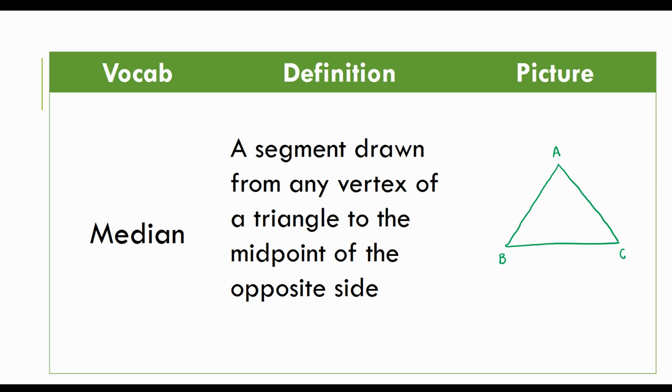I'm going to draw a segment from vertex A. So up here at the top, I need to draw a segment down to the midpoint of the opposite side. Well, segment BC is opposite angle A. So here's my midpoint. I'm going to call that point D. Okay, a midpoint is going to divide a segment into two equal pieces. And so when I connect A to D, then in this picture, segment AD is a median.